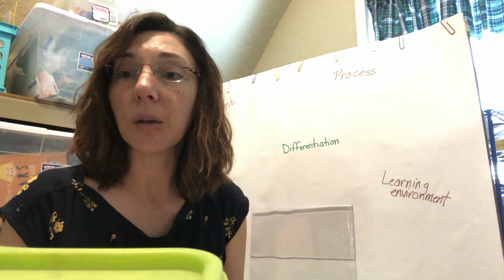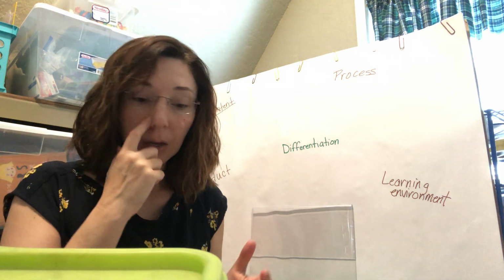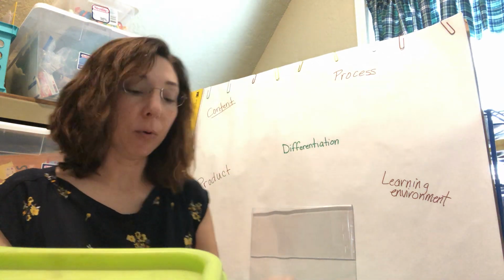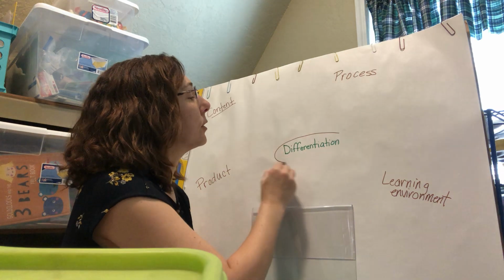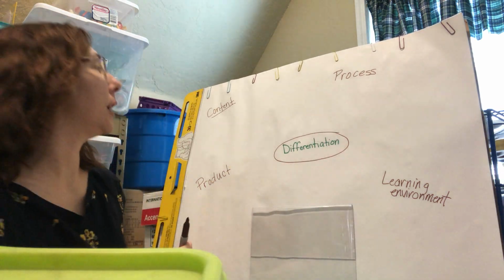Okay, so let's talk about the four ways you can differentiate. I have up here on my bubble map, and I'm going to try to use a dark marker so that you can see it: differentiation. That's what we're talking about today.